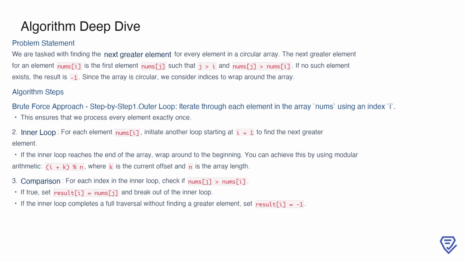During this inner loop, we compare each element against the current element nums[i]. If we find a greater element, we record it in the result array and stop the inner loop. If the inner loop completes without finding such an element, we assign -1 to the result at that position.